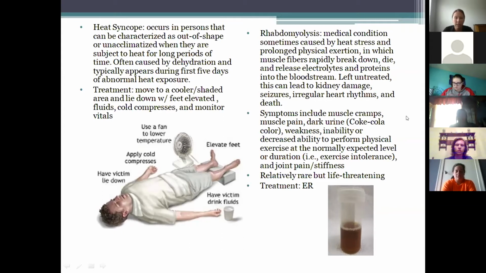Treatment for this, similarly to heat stroke, is 911 and the nearest hospital or emergency room, okay? The telltale sign of rhabdomyolysis is that dark urine. They call it Coca-Cola urine. As you can see in this picture here, it's very dark. That is a sign that we need to refer this person immediately. Okay, again, it's a relatively rare condition, but it's something to be knowledgeable about.